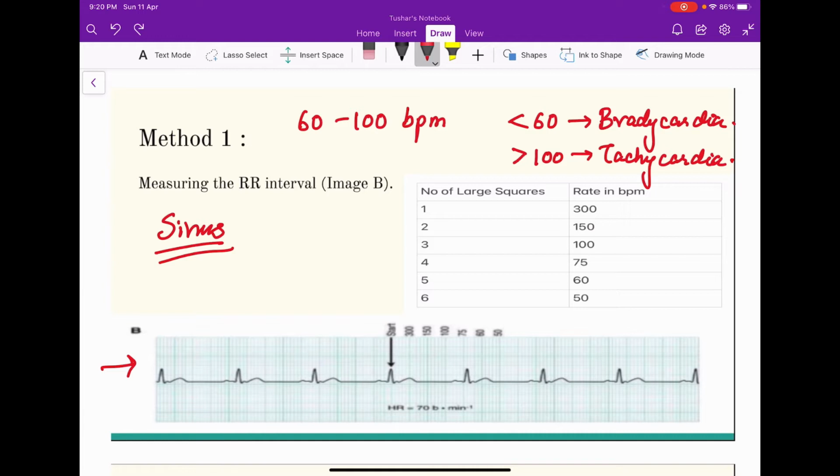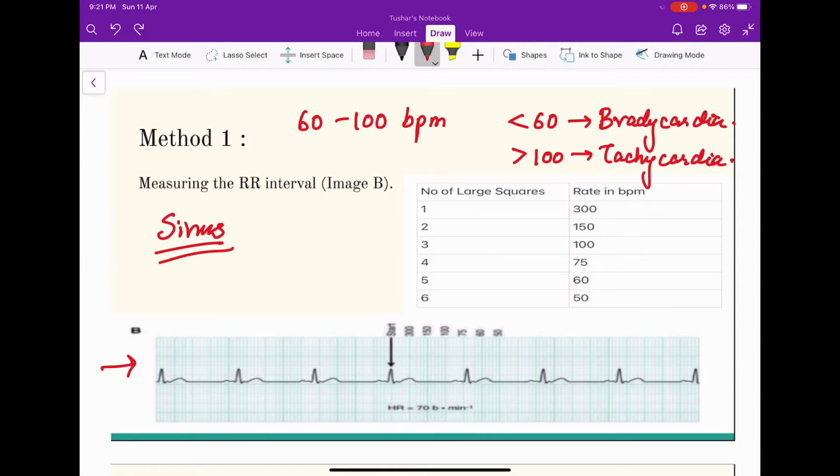Similarly, on this ECG, there is 1, 2, 3 and 4. So there are 4 large squares between two QRS complexes. Then the rate that can be calculated from this ECG will be this one. The heart rate on this ECG is 75 because there are 4 large squares between two QRS complexes over here.